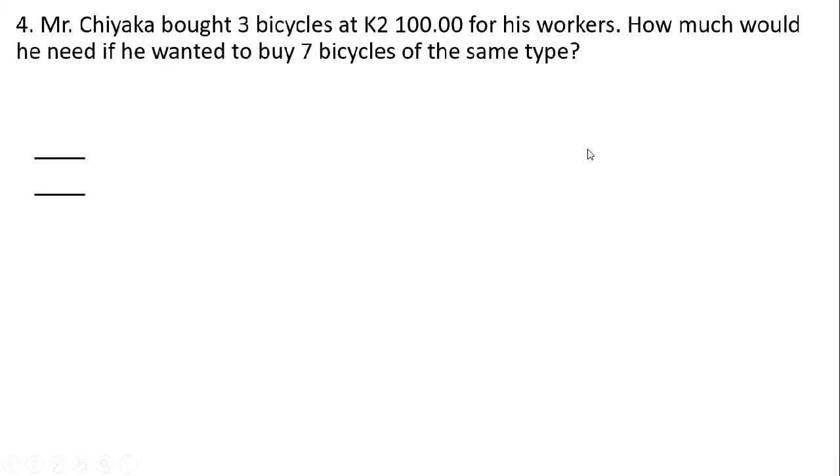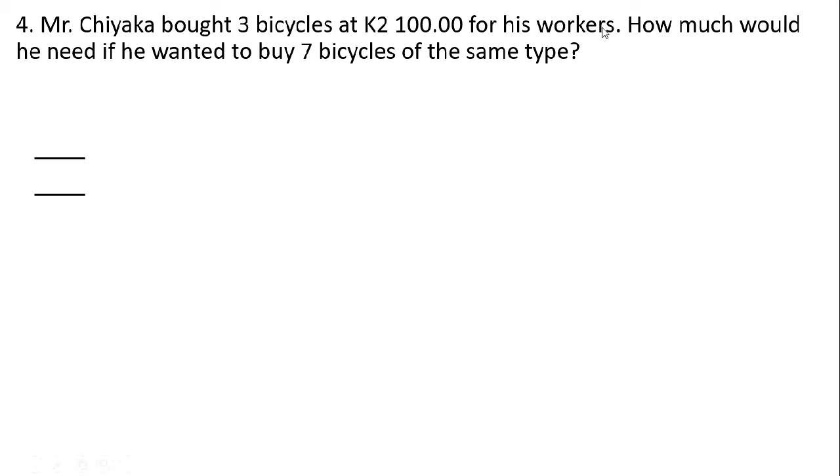The last question. Mr. Chiyaka bought 3 bicycles at 2,100 kwacha for his workers. How much would he need if he wanted to buy 7 bicycles of the same type? Mr. Chiyaka bought 3 bicycles at 2,100 kwacha for his workers. How much would he need if he wanted to buy 7 bicycles of the same type?